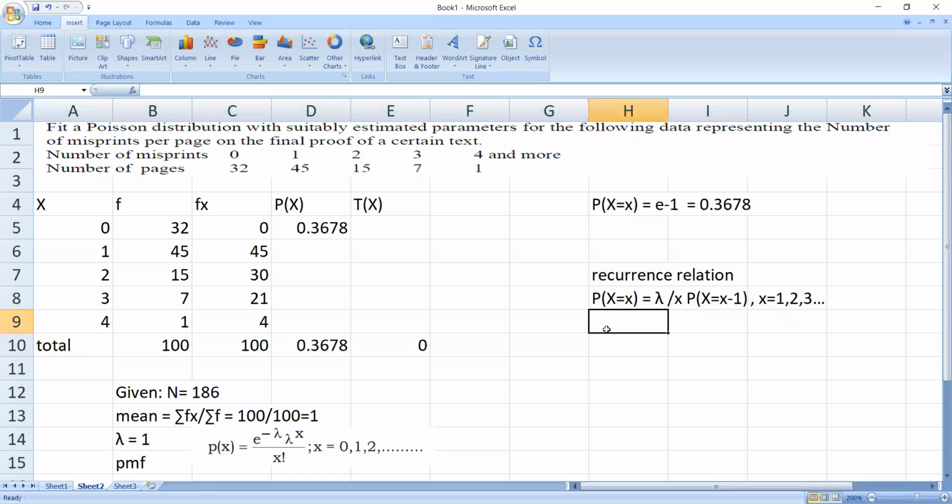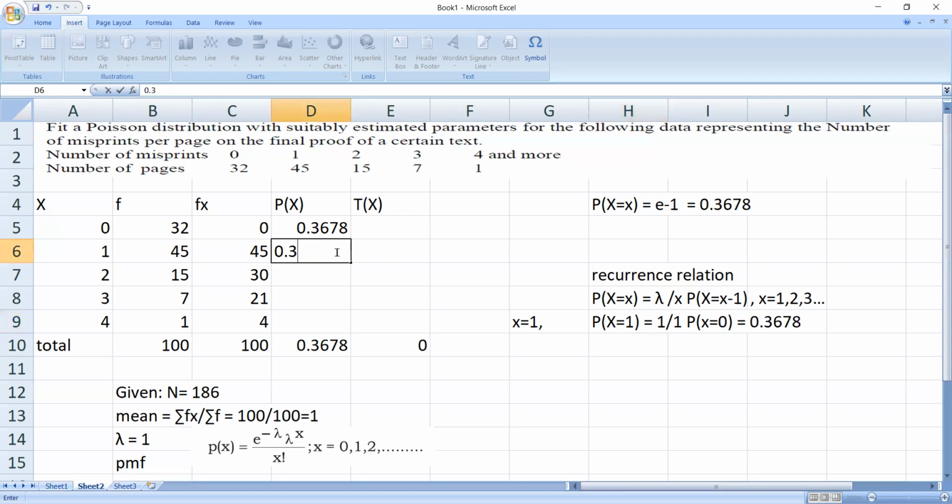Okay? First one already came. Now take x is equal to 1 in the recurrence relation. So I'll get p of x is equal to 1. When you substitute for lambda and x, lambda is 1, and in this step we have taken x also 1. So it is 1 times the previous probability, so it is 0.3678. And remember this, whenever you have lambda equals 1, first and second probability are same. Lambda equals 2, second and third probability will be same.